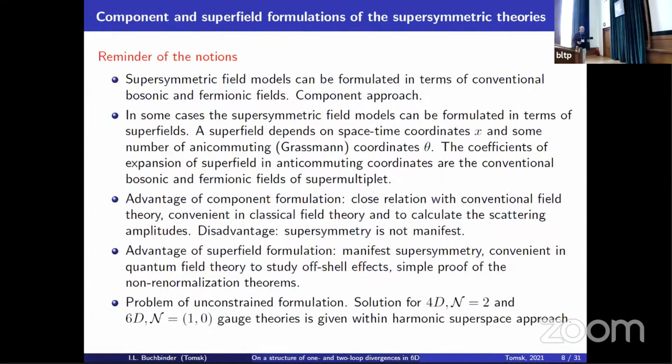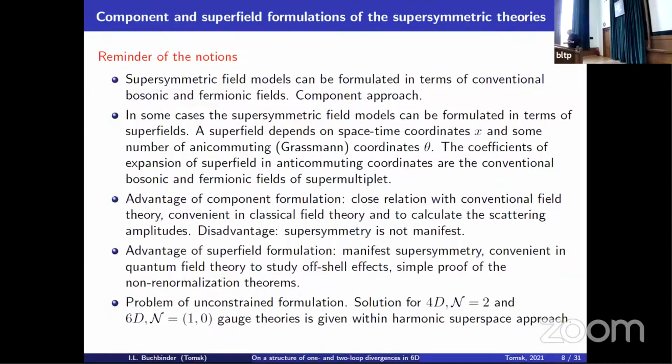Okay, before discussing calculations, let me remind you of the notions. There are many versions of supersymmetry: N=1, N=2, N=10, and so on. The simplest is N=1 supersymmetry; all other supersymmetries are called extended. And there are two ways to formulate supersymmetric theories. One is the so-called component approach, where the model is formulated in terms of conventional bosonic and fermionic fields. Another way, which works in some cases, is the superfield approach, where we work with superfields, which are functions depending both on bosonic coordinates and some number of anti-commuting Grassmann variables. The coefficients of the expansion of a superfield in anti-commuting coordinates are the conventional bosonic and fermionic fields.